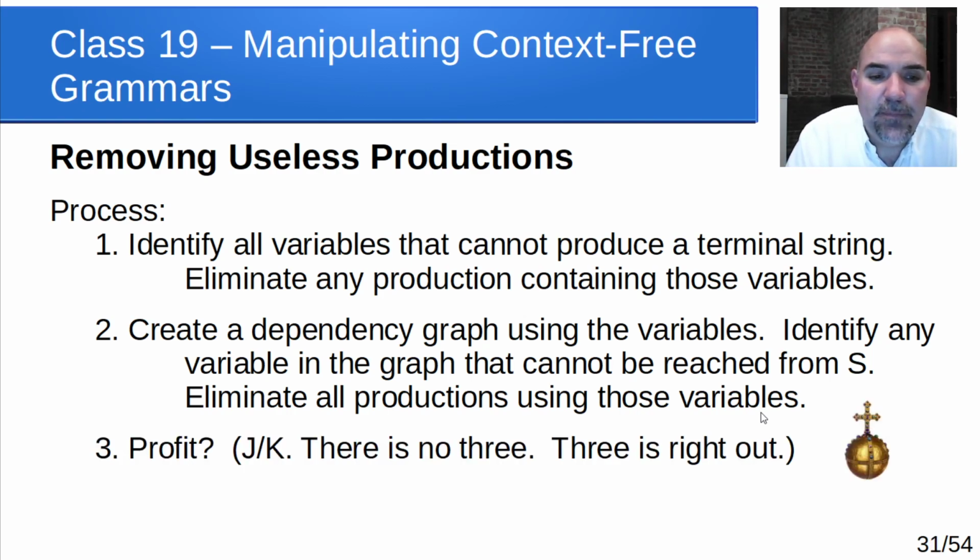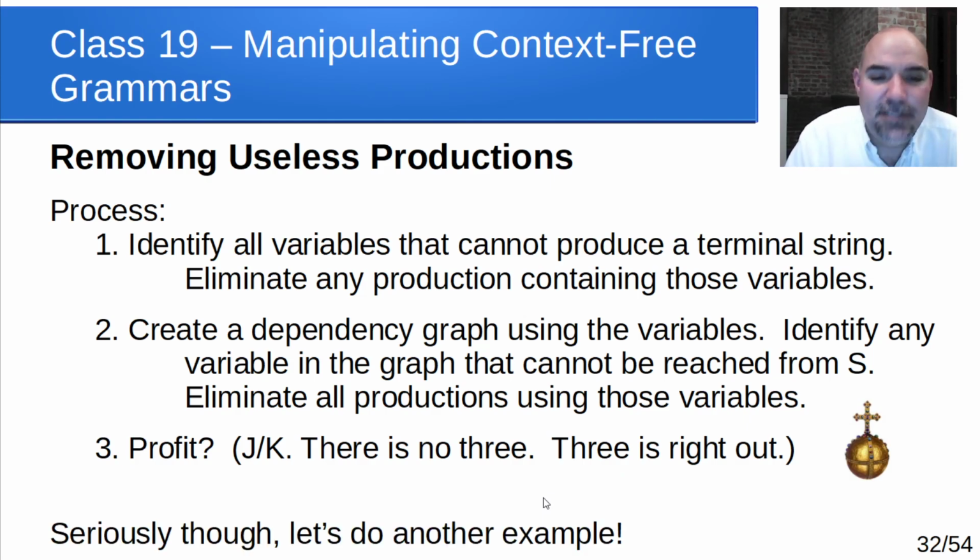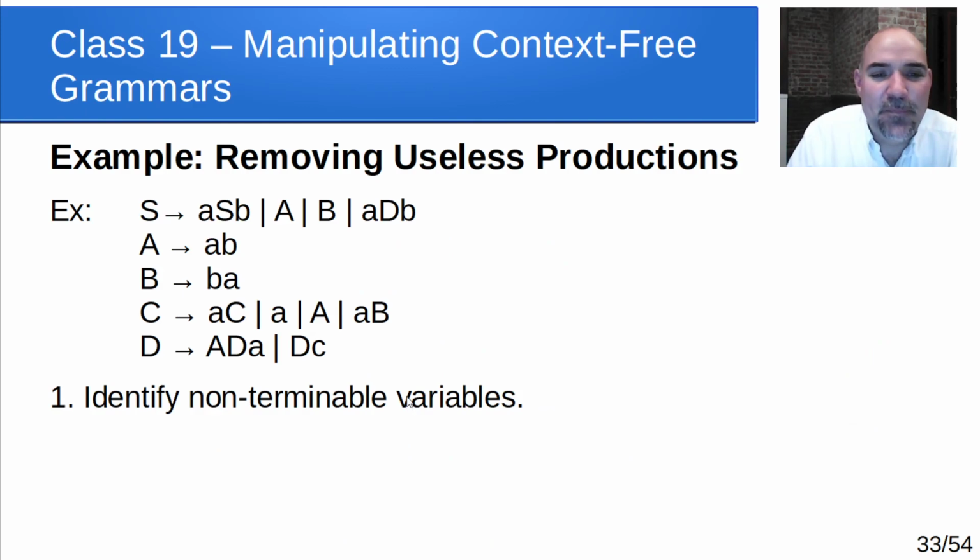And step 3, profit. No, just kidding. There's no step 3. Step 1 and 2 is it. 3 is actually right out. Seriously though, let's do one more example of removing useless productions. And that should help.